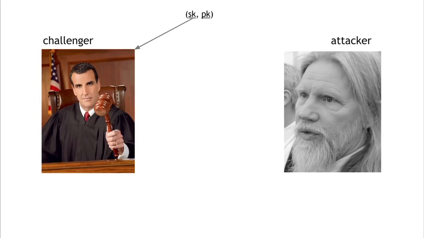Now we give the secret key to the challenger, to the judge, and we give the public key to both parties, both to the challenger and to the attacker. So the attacker only knows information that's public. He only knows the public key. And his mission is going to be to try to forge a message. The challenger knows the secret key, so he can make signatures.